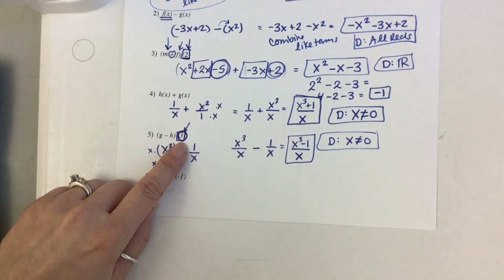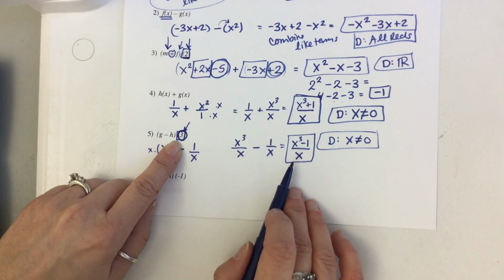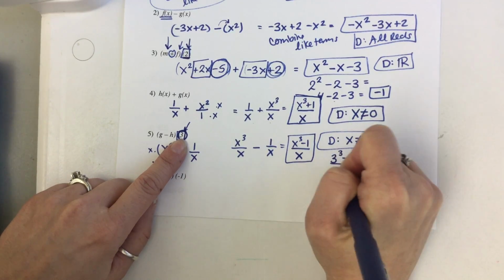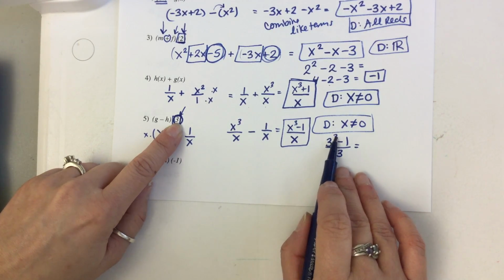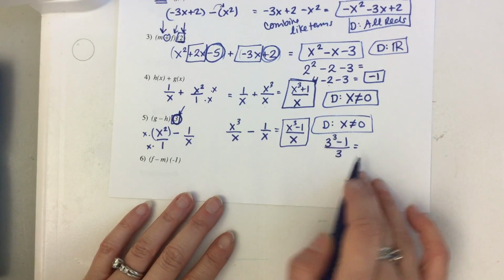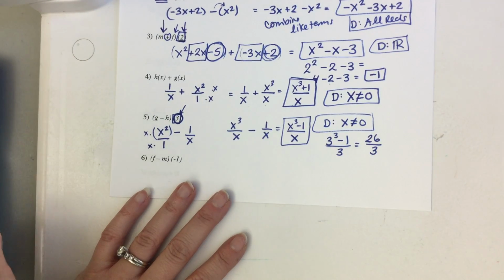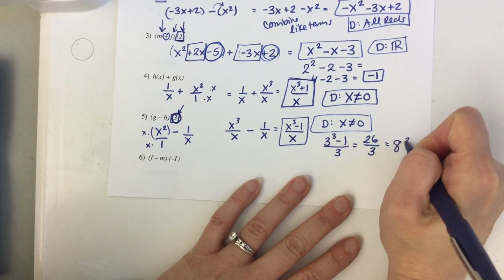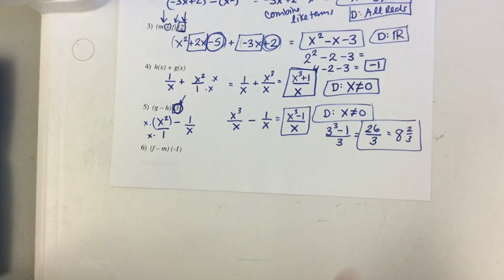Now, they had a 3 here. If they replace x with a number, that means once you have found the new function, you replace the x with that number. I have 3 cubed minus 1 over 3. Order of operations, I would do the exponent first. 3 cubed, 3 times 3 times 3 is 27. 27 minus 1 is 26 over 3. If I try to simplify 26 over 3, you cannot. I mean, you could always do the mixed number 8 2/3, but you could keep it as 26 over 3. I am totally good either way.